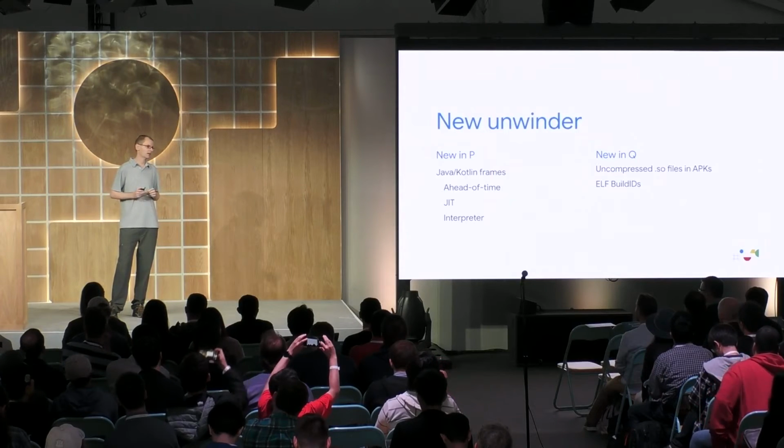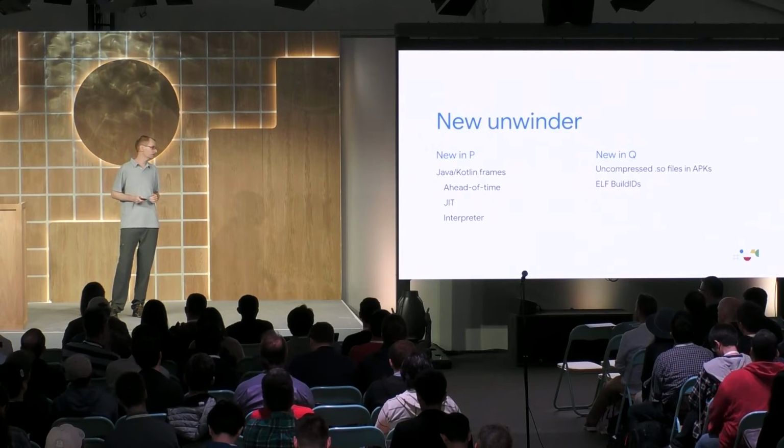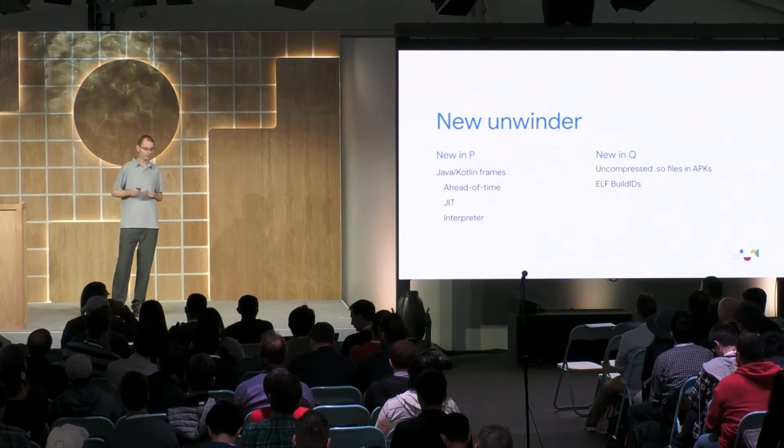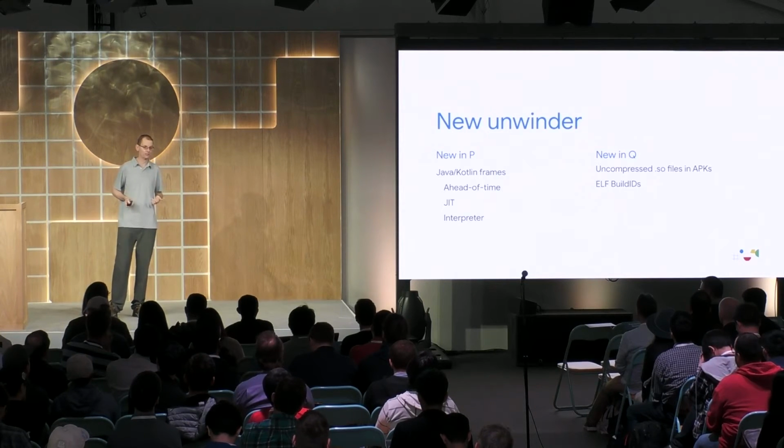In the past, it worked fine for C and C++, but it kind of fell apart when it hit Java. So one thing we've done more recently, we've written a completely new unwinder, and the major feature of that is that it actually understands Java and Kotlin frames. It doesn't matter whether they're ahead of time compiled, jittered, or interpreted, it'll do the right thing.